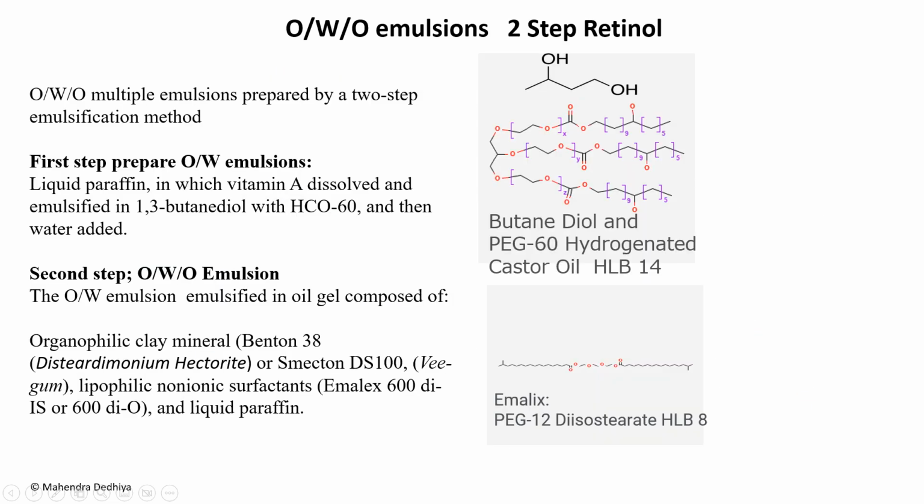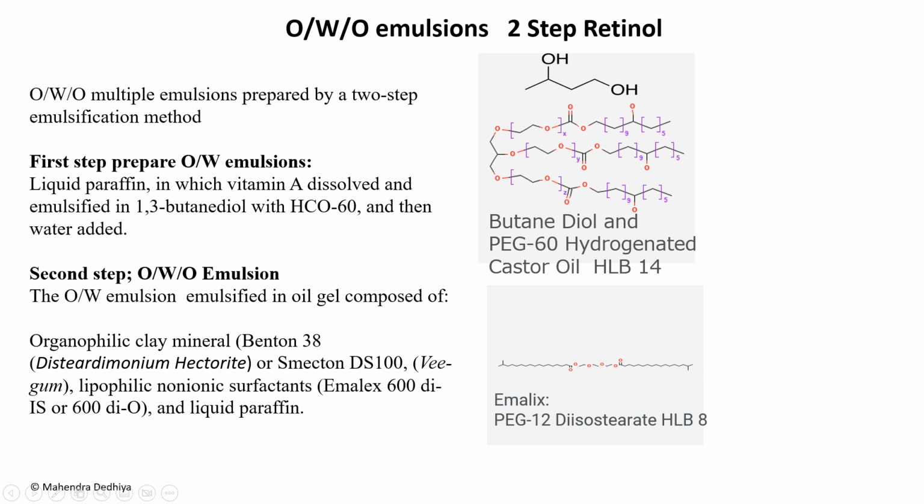This two-step process involves, first, preparing an oil and water emulsion. Liquid paraffin, in which retinol (vitamin A) is dissolved, is emulsified with HCO 60, which is PEG 60 hydrogenated castor oil emulsifier with an HLB of 14. The second step is to take this oil and water emulsion and emulsify it in a continuous phase of oil.